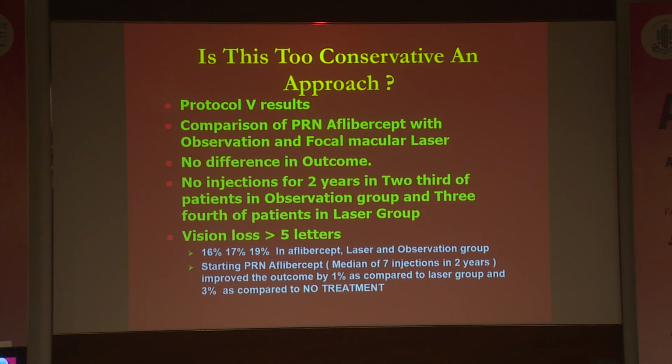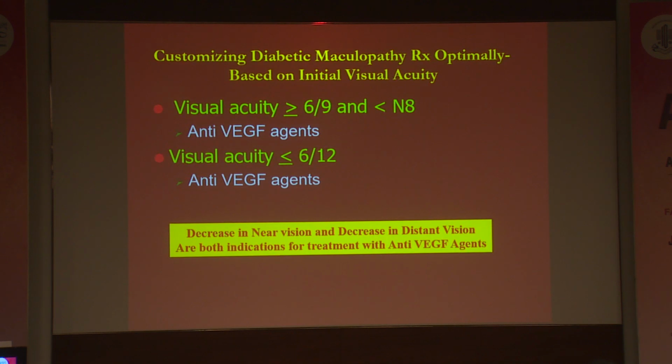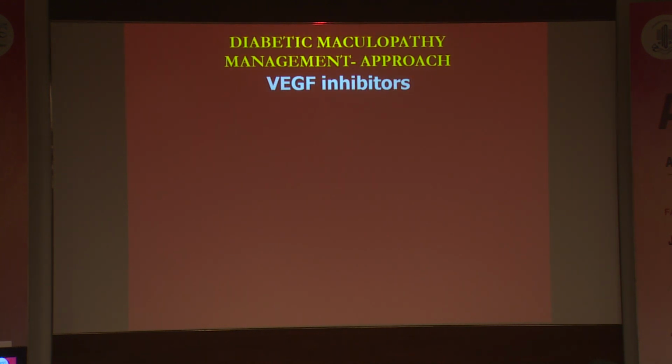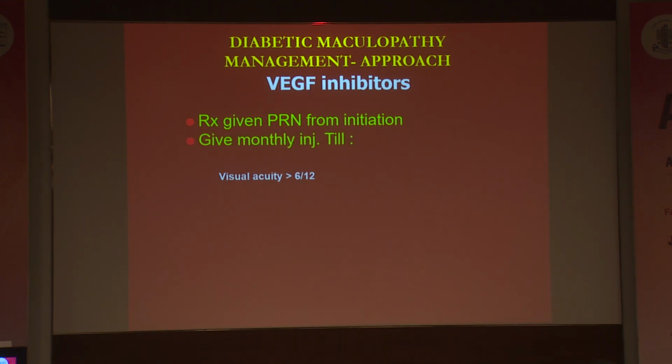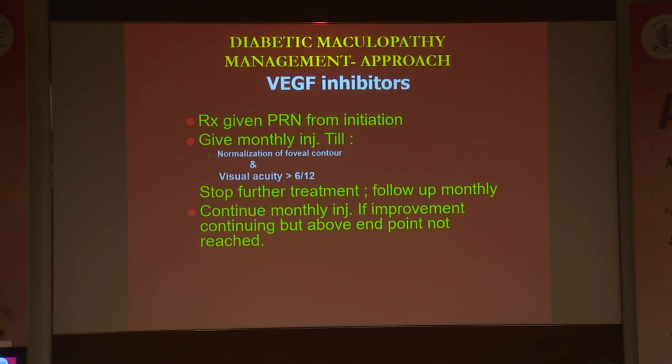And this is not my personal experience. On the protocol, we also showed the same. Intensive treatment with aflibercept was no better than observation in these good vision patients. But if the near vision gets decreased, nobody stresses on that. If the near vision gets affected, or if the distance vision gets affected, both are indications for starting treatment, which will continue from initiation with PRN, but you'll continue to give the injection monthly till the foveal contour normalizes and the vision becomes better than 6/12. That's when you're going to stop.